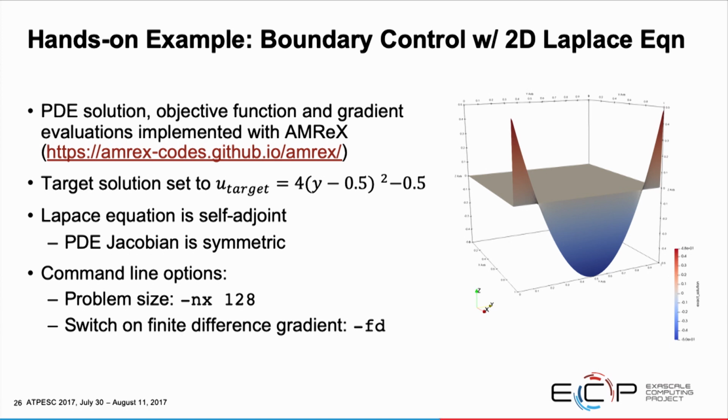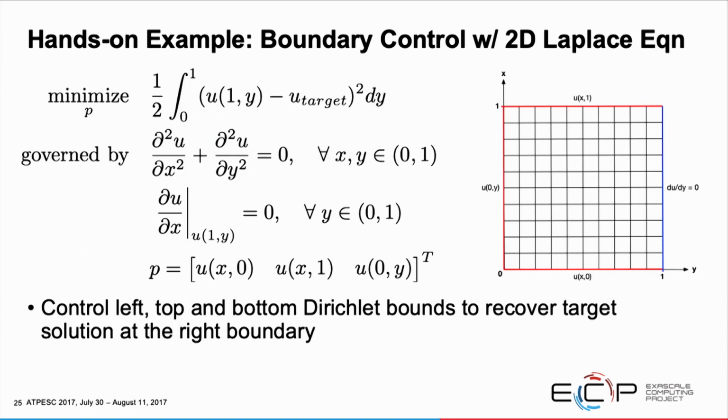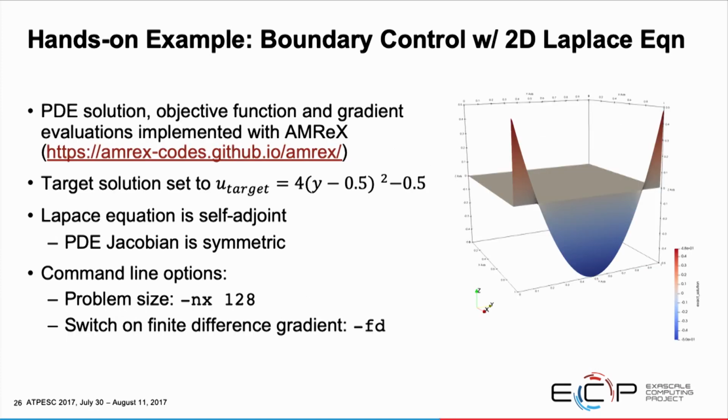Thanks to Don for his help setting a lot of that up. And we're taking advantage of the fact that the governing equations here are self-adjoint. So the PDE Jacobian, although AMReX is a multigrid solver, it doesn't really have this in pure matrix form. But if the PDE Jacobian was a matrix, it would be symmetric. In this case, the operator is self-adjoint, so we can simply use the forward solution to also do the adjoint solution. And we're going to play around with some command line options, see what happens with this.